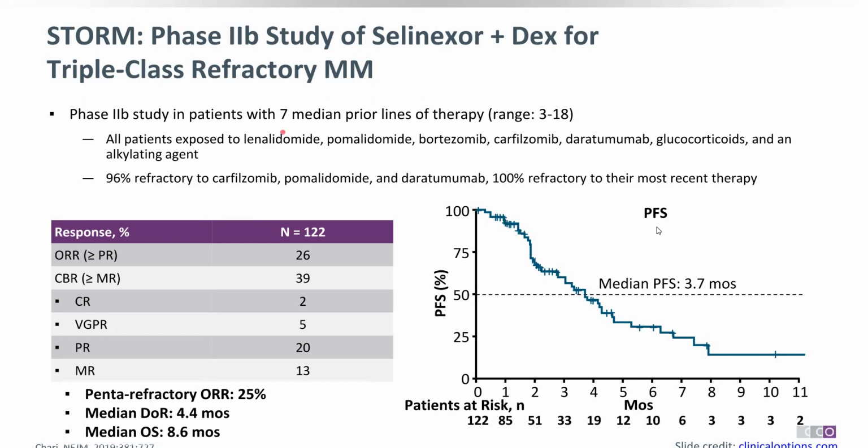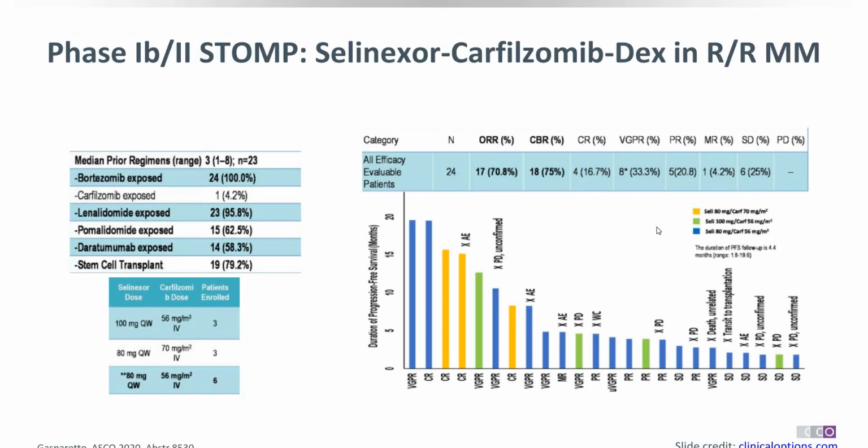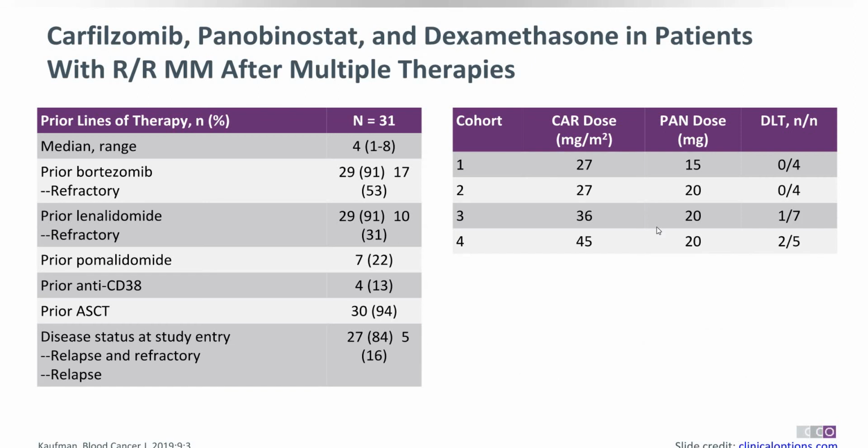So in triple-class refractory multiple myeloma, the response rate is 26%, with still a 2% CR rate, and a good PFS of 3.7 months. Another trial combined carfilzomib in this, which was not a very impressive combination and did not give very good results either.